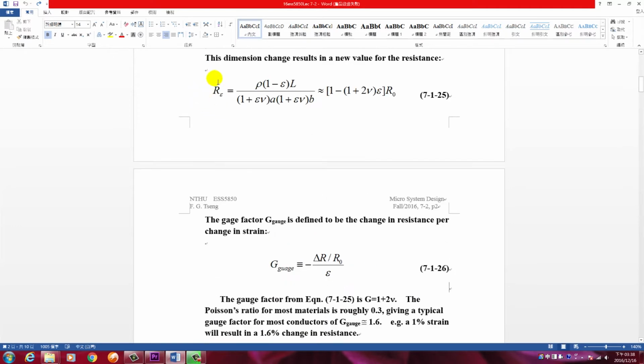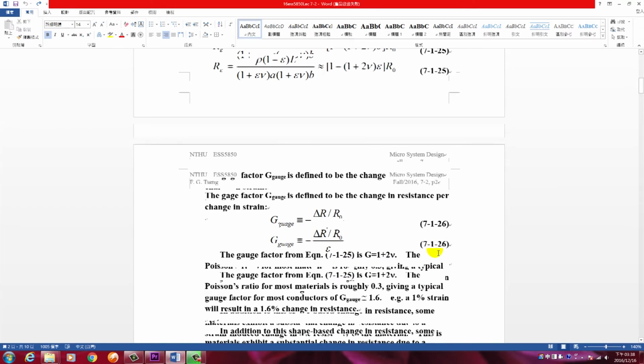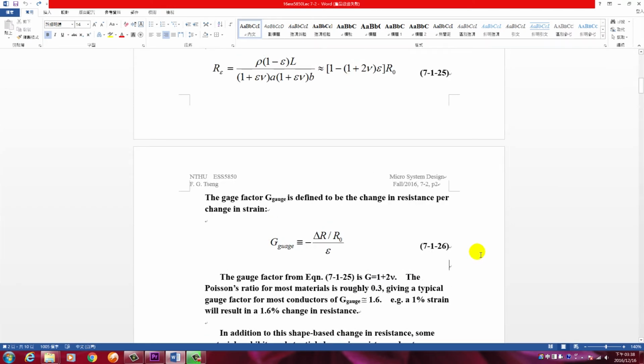Now we consider the equation we have developed, this kind of relationship. Now we plug into this part to find out the gauge factor. So delta R means R epsilon minus R0, okay? You just rearrange this equation into this form. You find out the gauge factor is only 1 plus 2 mu. Mu means Poisson ratio. Consider Poisson ratio is only 0.3, so now your gauge factor is only 1.6. It's not very high.